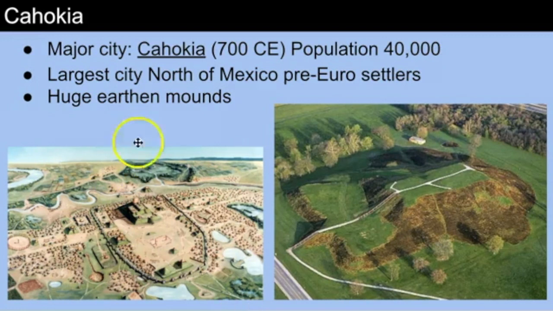Cahokia is probably most famous for its large earthen mounds, which they would build to elevate some of the most important buildings in the village, symbolizing both their importance and helping to protect them from things like flooding and foreign attacks. This one's the largest of these mounds, known as Monk's Mound. It's about 100 feet high and about 17 acres large. You can see there's a little road right here that gives you a little bit of a sense of scale.